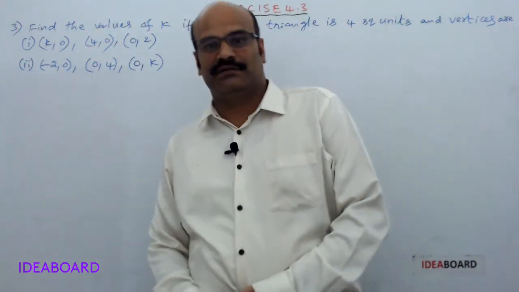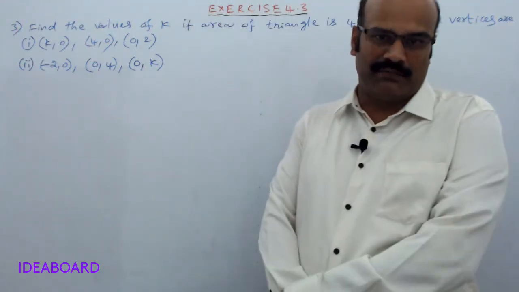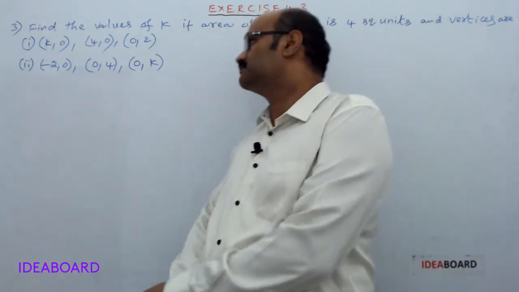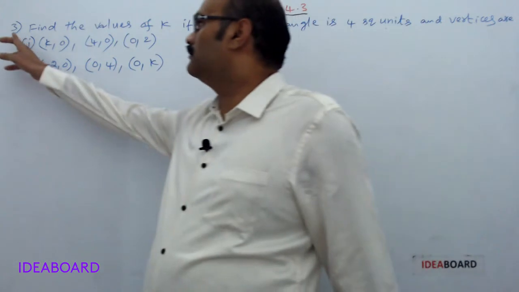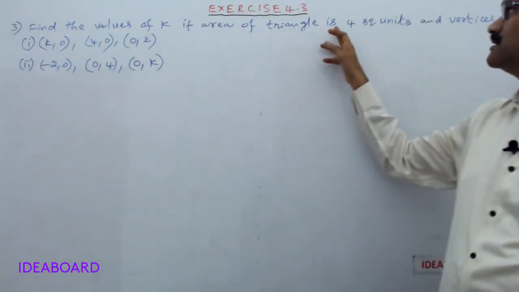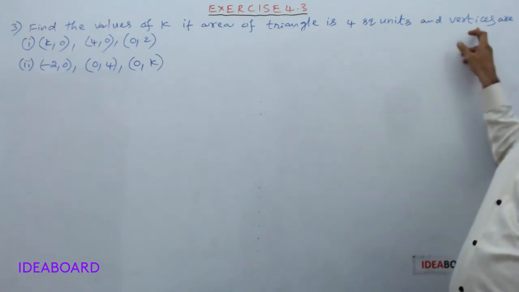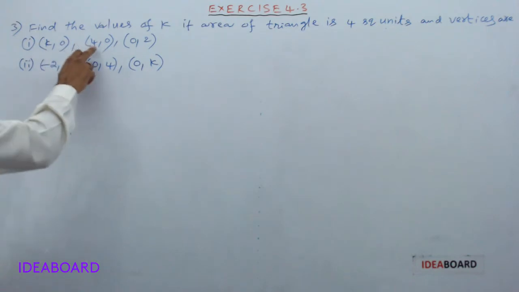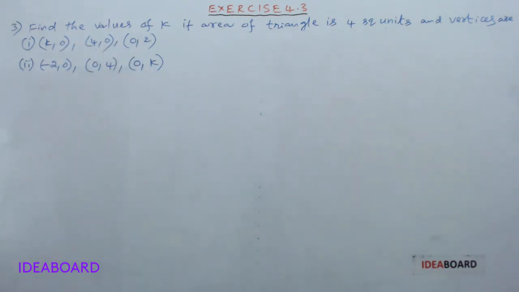Hi students, today I am doing problems on the area of a triangle using determinants. Third problem: find the values of k if the area of the triangle is 4 square units and the vertices are given by (k, 0), (4, 0) and (0, 2).